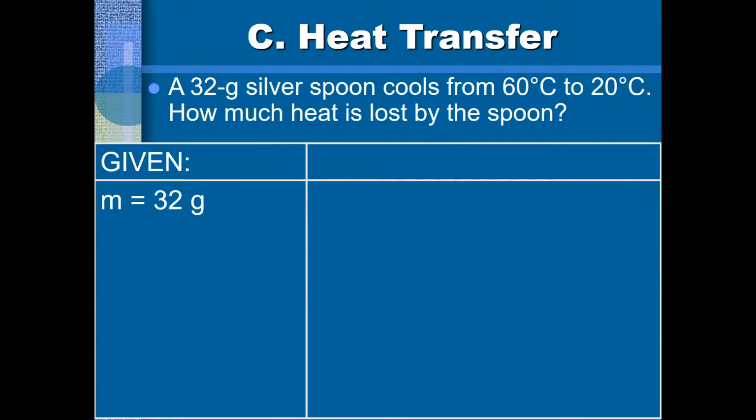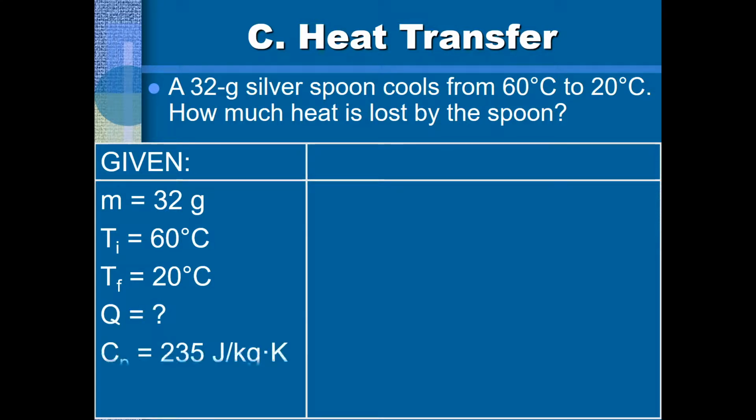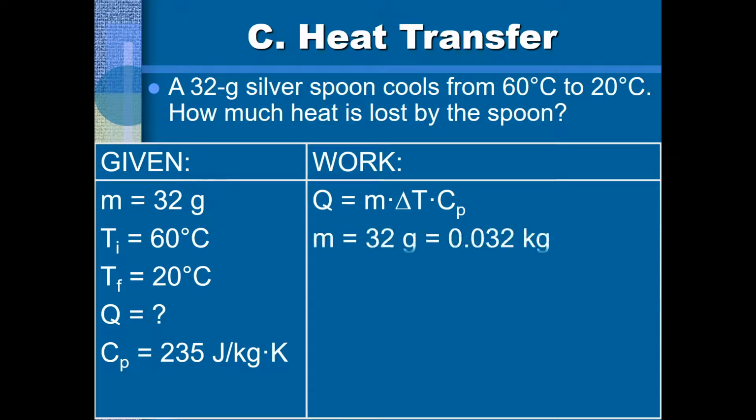So we're given that the mass is 32 grams, the initial temperature is 60 degrees Celsius, the final temperature is 20 degrees Celsius, and the specific heat of silver, if we go back to the table, you can see silver is 235 joules per kilogram. Note that since it has kilograms in it, we need to use kilograms. So our equation is heat is equal to mass times the change in temperature times the specific heat. So 32 divided by 1,000 is 0.032 kilograms. What is the change in temperature?